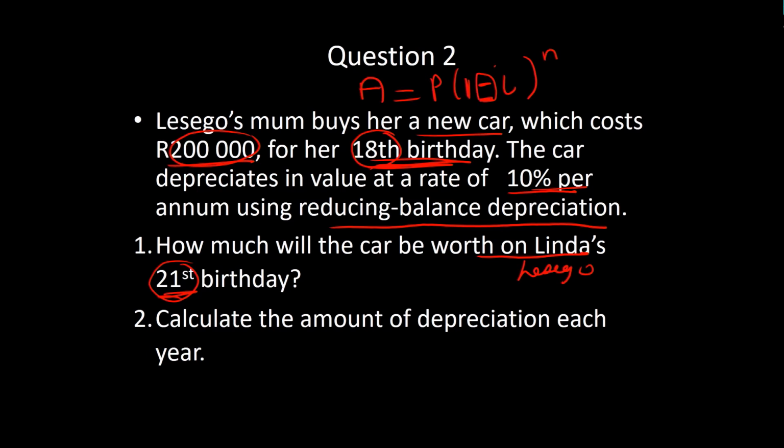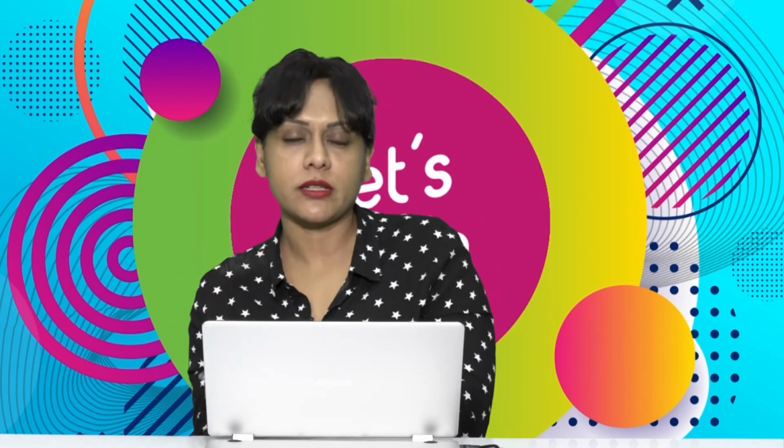So let's look at what the next question says. It says, calculate the amount of depreciation each year. Now remember, we are talking about reducing balance depreciation. And what that means is that the amount of depreciation keeps reducing. So therefore, in the first year, maybe the depreciation was, let's say, for example, 20,000 Rand. In the next year, it's going to be less than 20,000 Rand. And in the following year, it's going to be less than whatever it was in the previous year.